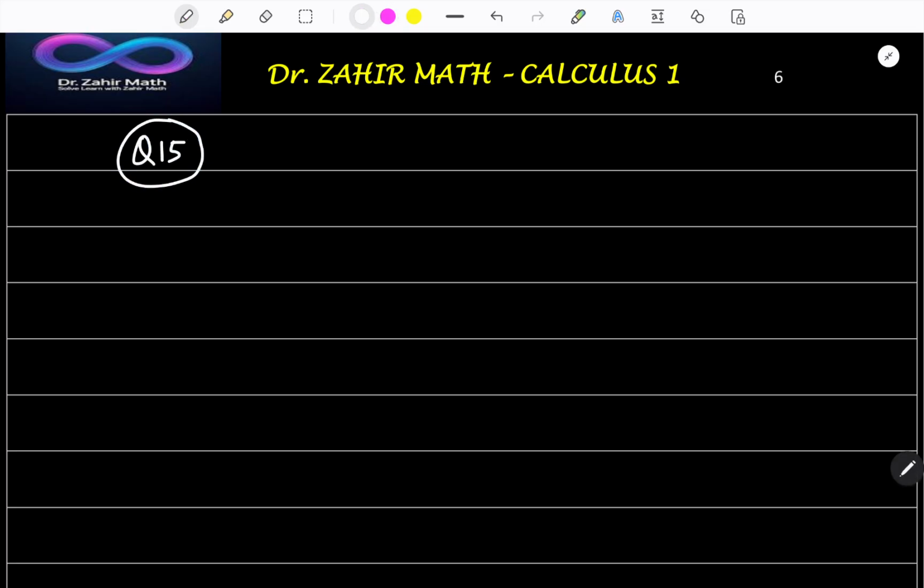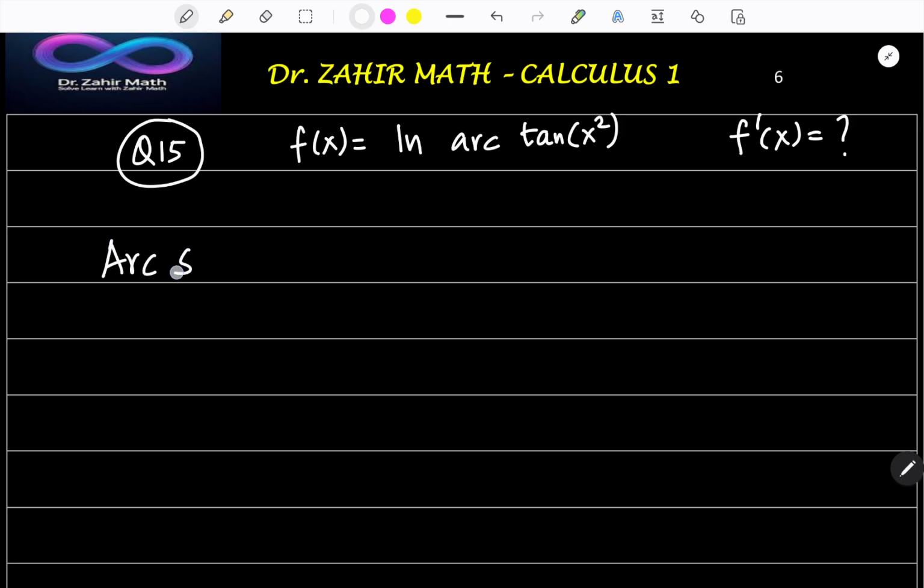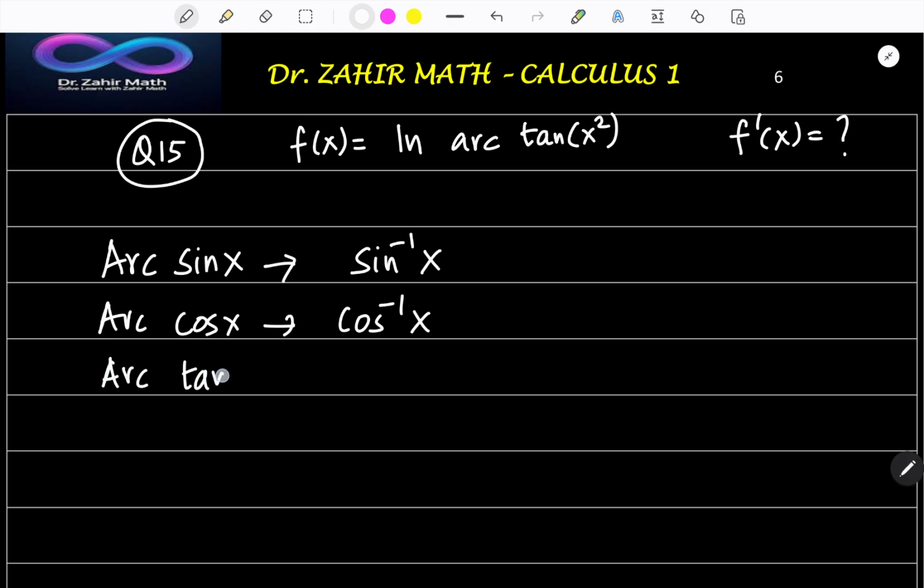Question number 15 is f of x is equal to ln arc sine, sorry, not sine, arc tan of x square. So the question is find f dash of x. This is the question. Before going to that, I must tell you what is arc sine x. If there is arc sine x, it means it is sine inverse x. You studied in 002. So similarly, arc cosine x means cosine inverse x. Similarly, arc tan x is equal to tan inverse x.